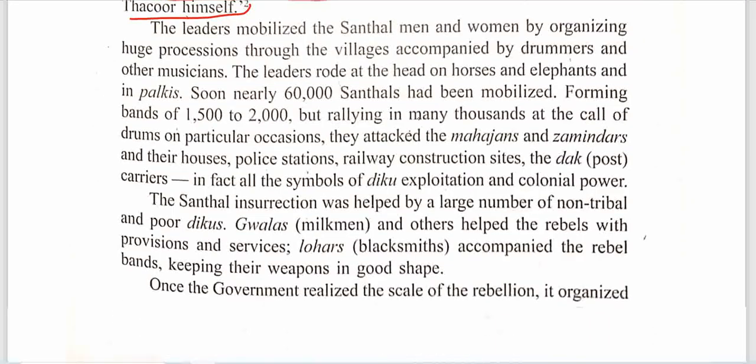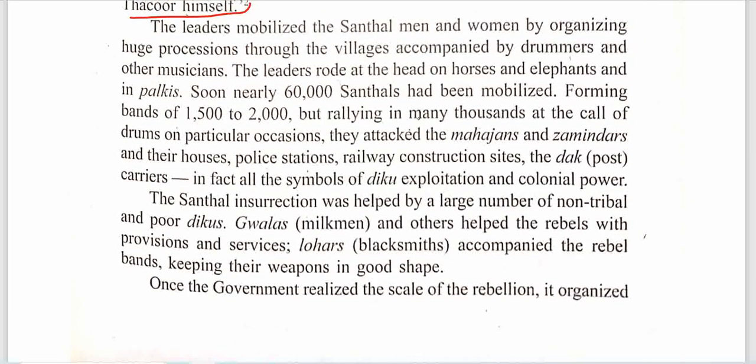The leader mobilized the Santhal men and women by organizing huge processions through the village, accompanied by drummers and other musicians. The leader rode at the head on horses, elephants and palkis. Soon nearly 60,000 Santhals had been mobilized, forming bands of 1,500 to 2,000. Rallying thousands to the call of the drums on particular occasions, they attacked the Mahajans and Zamindars, their houses and police stations.